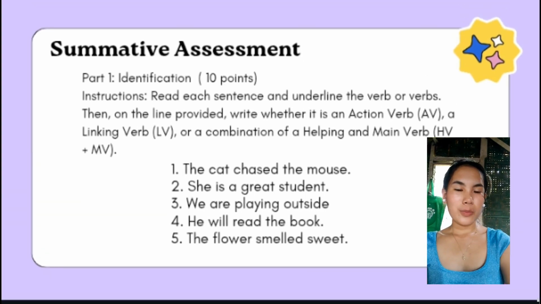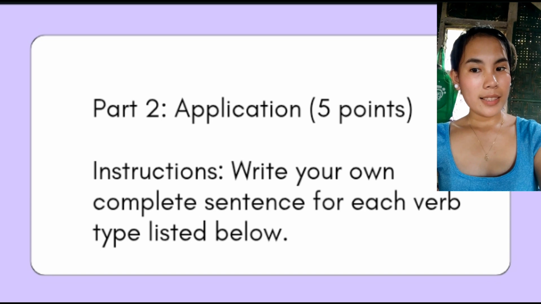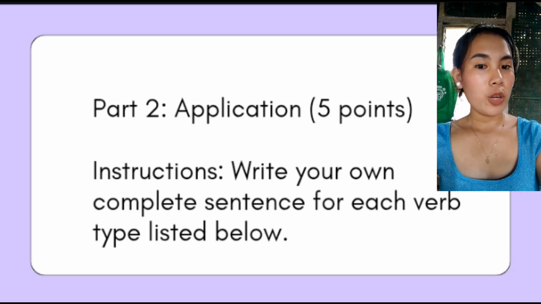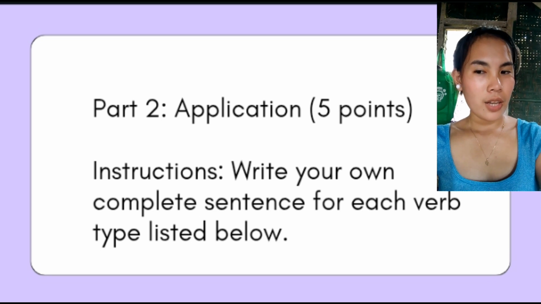This module would conclude with a summative assessment, which is a two-part quiz. The first part tests their ability to identify and classify verbs in sentences. For example, they will read a sentence like, the cat chased the mouse, and identify chased as an action verb. The second part requires them to apply their knowledge by writing their own original sentences using the types of verbs.